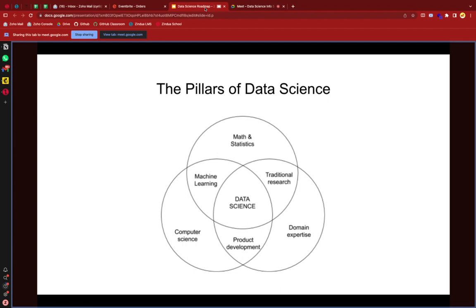I hope I'm not massacring the word Venn on this one, but let's call this our Venn diagram over here. And from the Venn diagram, you can see that there are 3 fundamental layers that matter to data science. The first layer is mathematics and statistics. There's no data science if you're not doing math and stats in the first place.